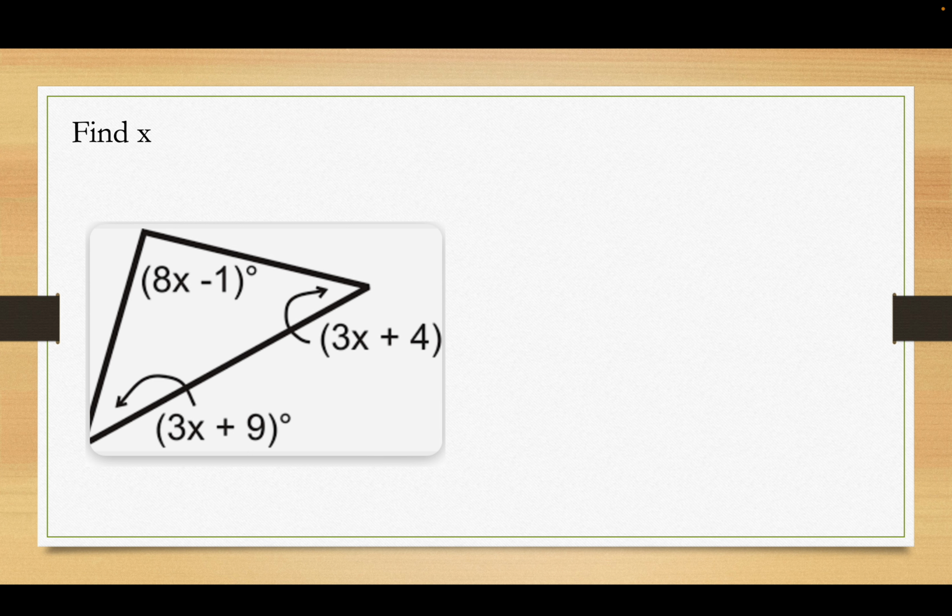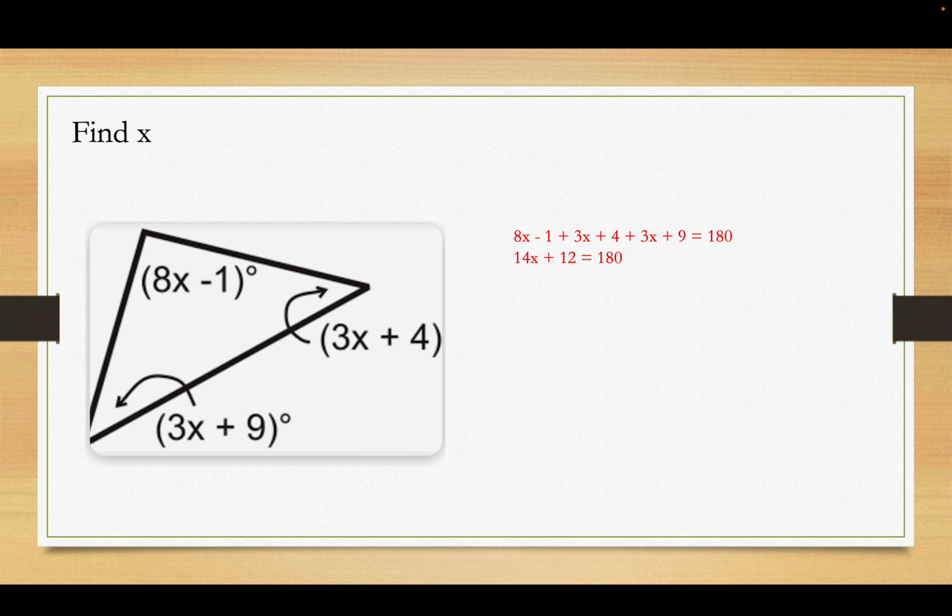Okay. Now, add up all the x's. I'll add up all three angles and then combine like terms. So I'm going to get my x's, which is going to be 14 x's, and my numbers together, -1, 4, and 9 is 12, sorry. And 14x plus 12 then has to equal 180 because all three angles of a triangle have to add up to 180 degrees. Subtracting 12, 14x is 168, dividing by 14, I get x is equal to 12. All right.